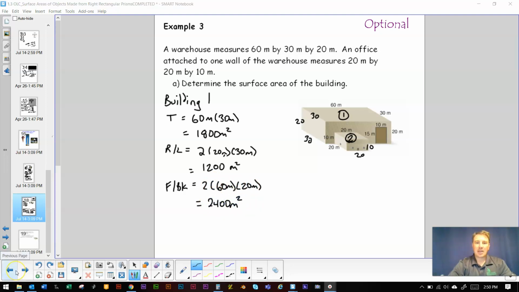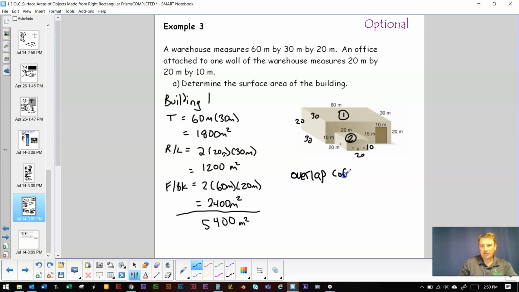meters squared. At this point, we have to add up building 1 before we worry about subtracting any of the others. So I'm just going to add what we have so far. We have 1,800 plus 1,200, that's 3,000, plus 2,400, which will give us a grand total of 5,400 meters squared. But remember, that also includes this little section of the building here that's blocked off by the office. So let's just get rid of that overlap.